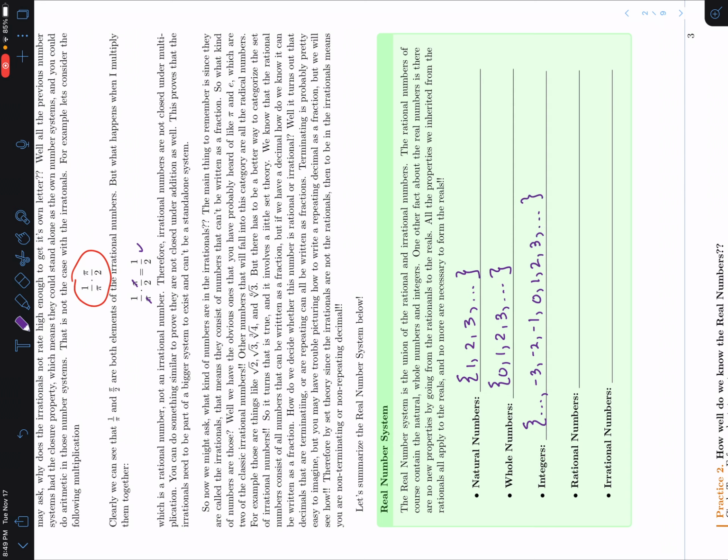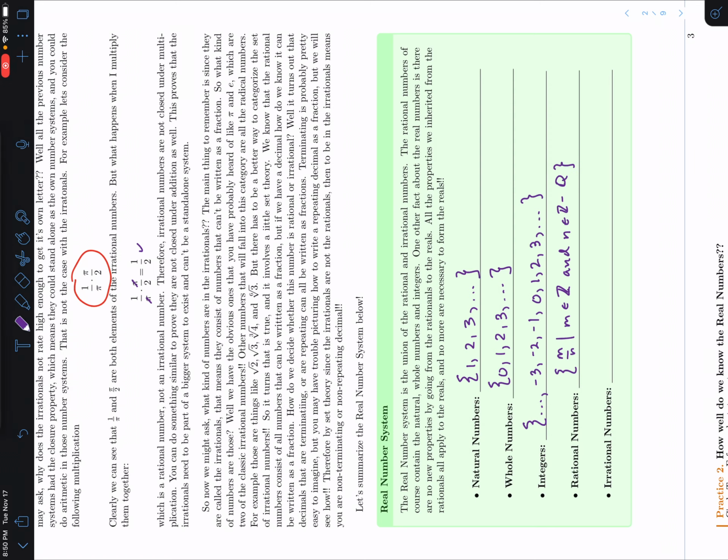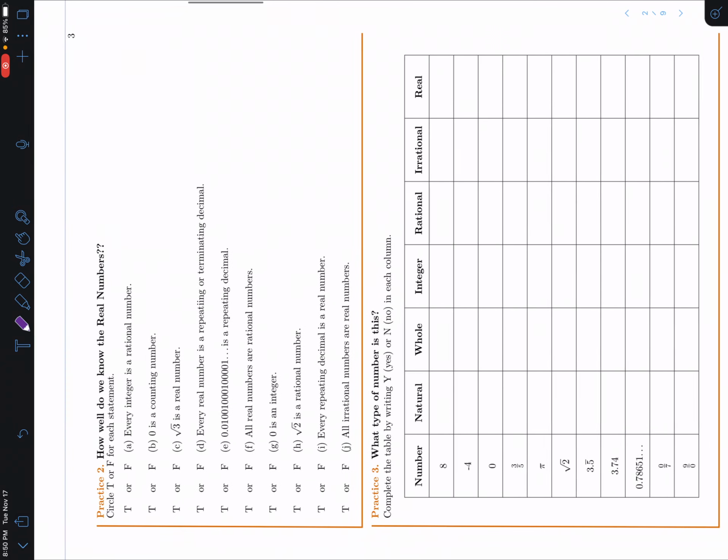our rational numbers, which is going to be like m over n, where m is an element of Z and n is an element of Z minus 0 in this case. And then the irrational numbers are going to be all of our oddball things. So there's really no nice, easy way to write it other than just the reals minus Q in this case.